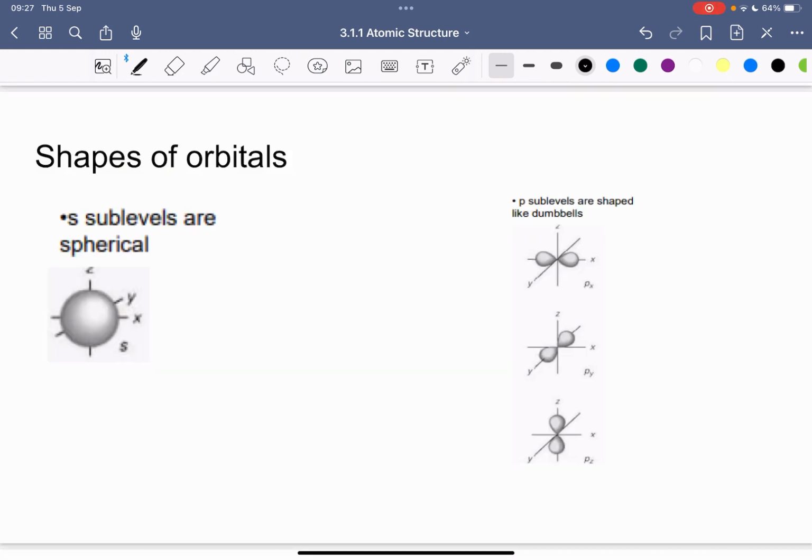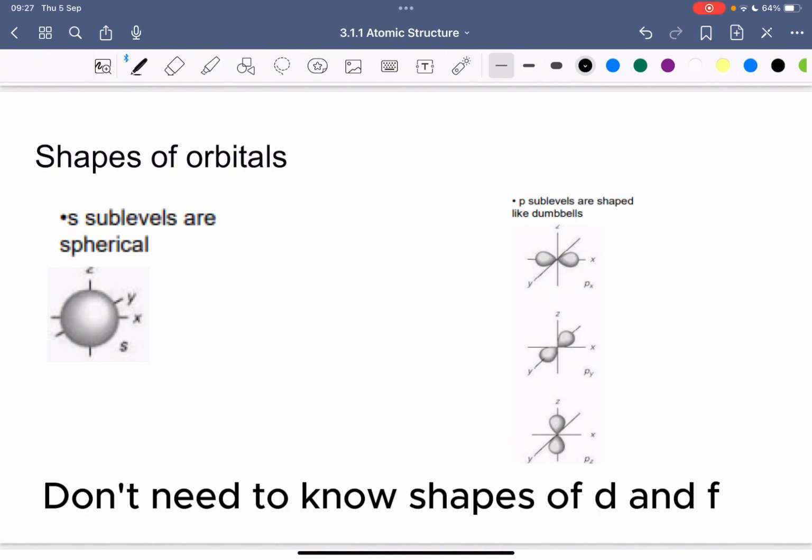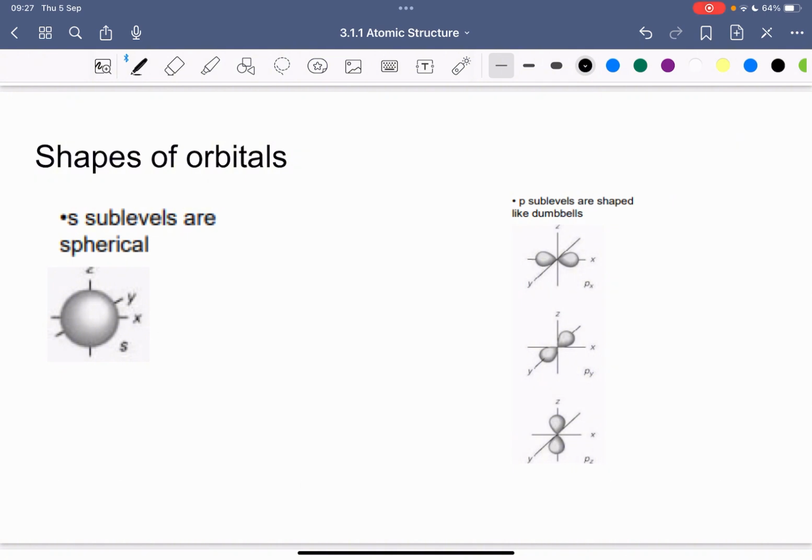As for the shapes of the orbitals, the S subshell is spherical, and the P subshell is like a dumbbell. Personally, I wouldn't spend a huge amount of time trying to visualize how this looks with the atom, because, to be honest, you don't really need to use this structure of the atom in any other chapter. For other chapters, you can just use your basic GCSE structure of the atom. It's just to answer questions for this topic that you need to know orbitals.